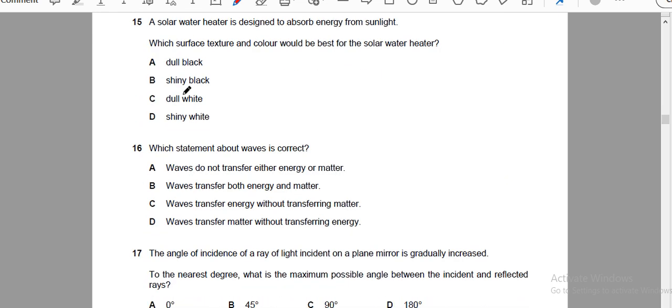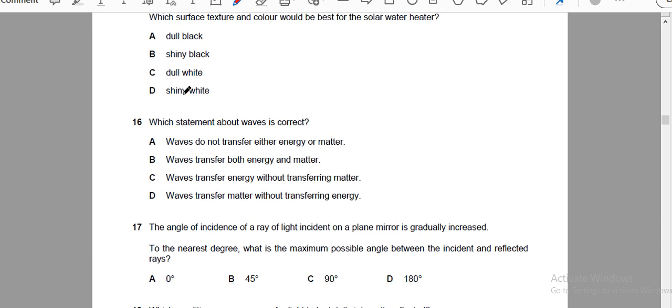A solar water heater is designed to absorb energy from the sun. Which surface texture and color are best for the heater? It will be dull to decrease the reflection and black to increase absorption.